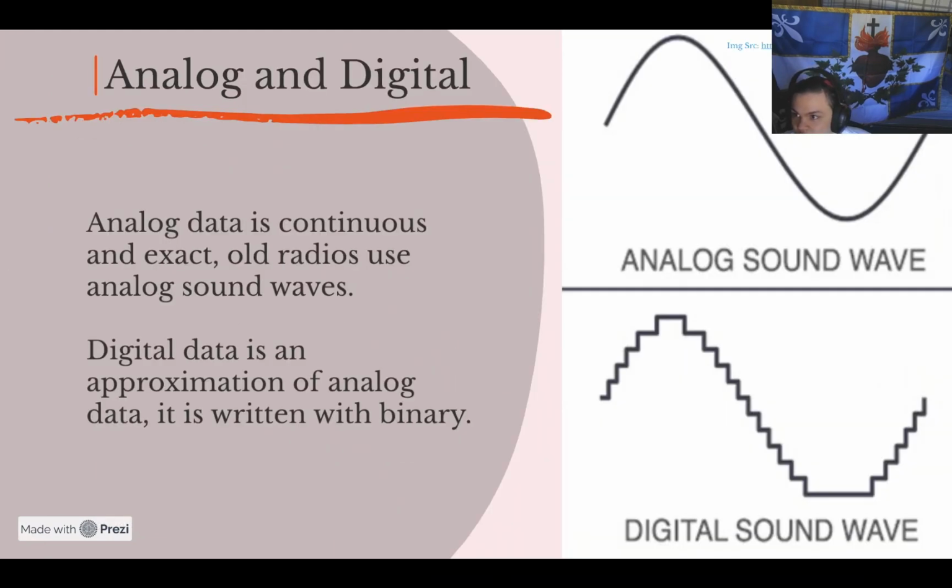Let's talk about the difference between analog and digital data. Analog data is continuous and exact. Old radios use analog sound waves. And digital data is an approximation of analog data written in binary. So this is how an infinite sound wave with infinite complexity can be represented in a finite space.